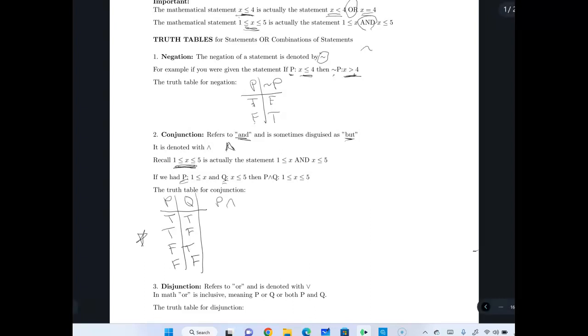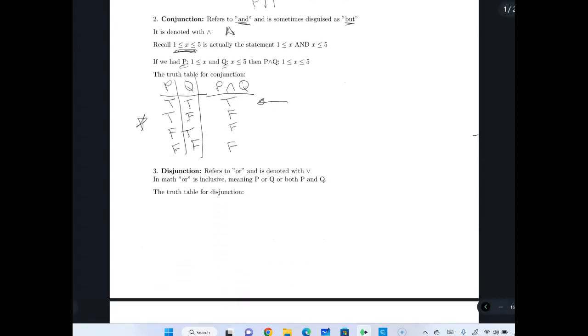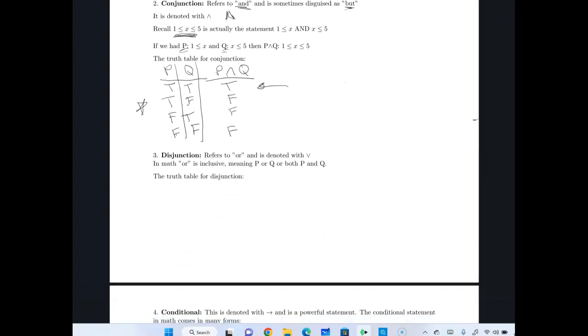Okay, so now we're going to do the conjunction, the and. So if true and true, we get true. Okay, so and means both have to be happening. If this is true and this is false, then this is not true. This is false. If this is false and this is true, no, it's not happening, so it's false. And if they're both false, they're false. So there's only one case for true, and that's when they're both true. They're both the same.